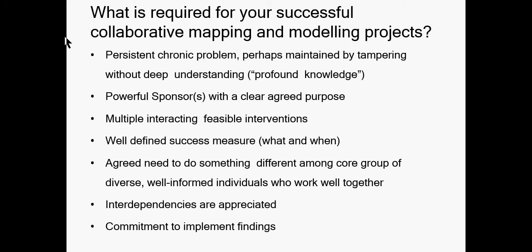There's no shortage of persistent chronic problems. The high point is a lot of persistent chronic problems are maintained by tampering, that people fiddle with things. And again, Deming talked a lot about tampering. Again, this idea of what he called the theory of profound knowledge.